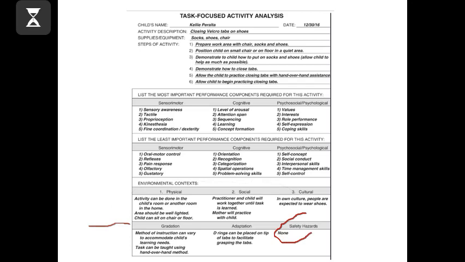Well, first, they say there are no safety hazards involved with this activity of closing Velcro tabs on shoes. When they're talking about grading the activity, and we're going to talk about grading and adapting in a couple of slides, but it's things you're familiar with already. How they could grade it is the method of instruction can vary to accommodate the child's learning need, or the task can be taught using a hand-over-hand method. An adaptation, so making a change, could be D-rings could be placed on the tips of tabs to facilitate grasping the tabs. So this is an example of a task-focused activity analysis.